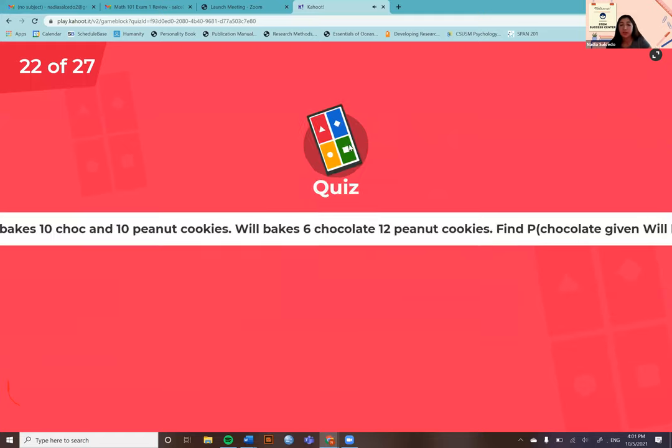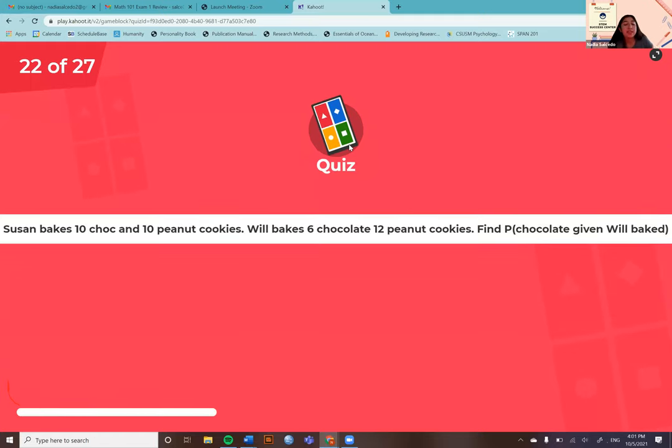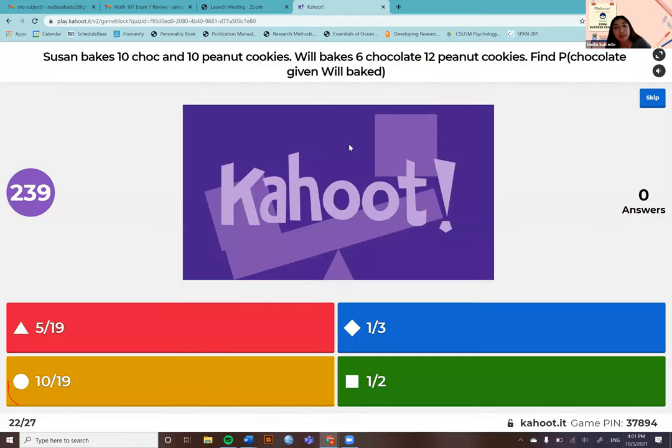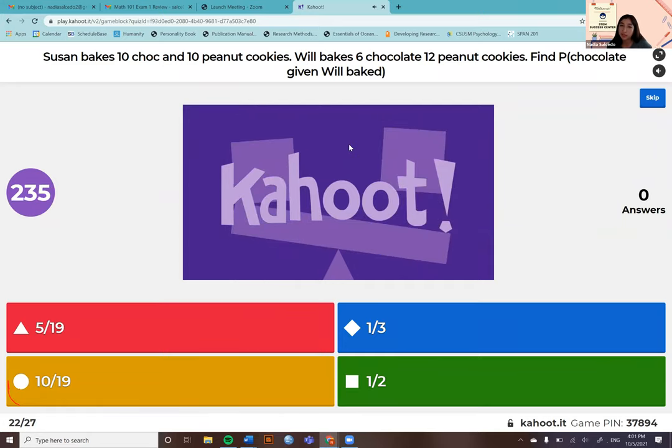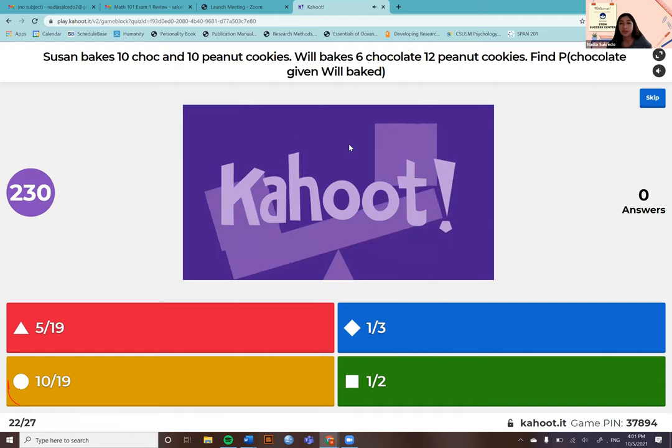All right, next one. Susan baked 10 chocolate and 10 peanut butter cookies. Will baked 6 chocolate and 12 peanut butter cookies. Find the probability of chocolate given Will baked it. So again, it's one of those given problems. And now instead of Susan, it's saying what's the probability that it's chocolate given Will baked it. So it's a little bit different. I'll let you guys go ahead and think it through and then we'll come together and go over it.